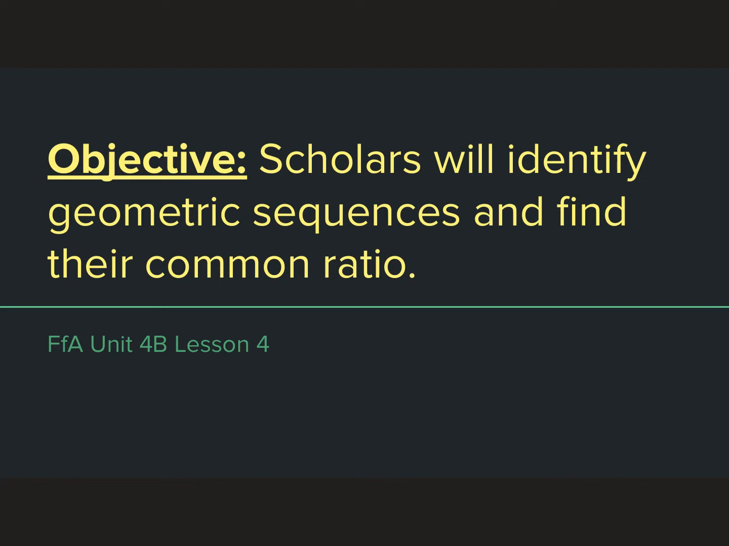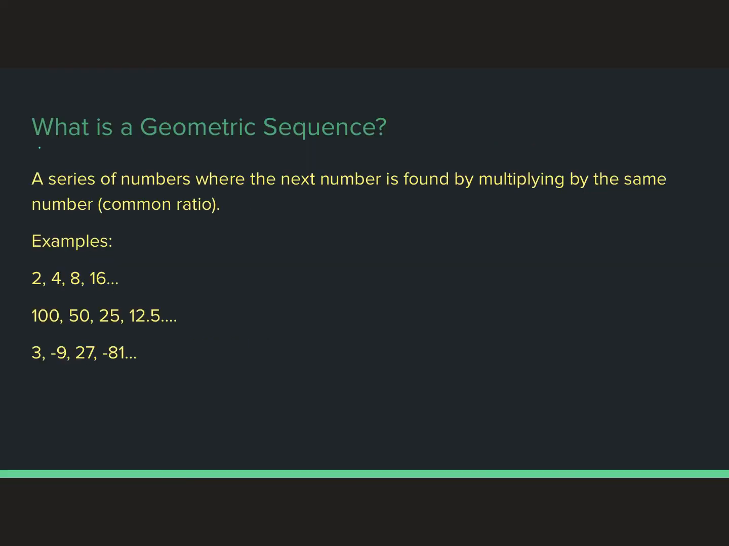Today's objective is scholars will identify geometric sequences and find their common ratio. So not too bad. Geometric sequences. First thing we need to know is, what is a geometric sequence? So it is a series of numbers where the next number is found by multiplying by the same number. That's called your common ratio.